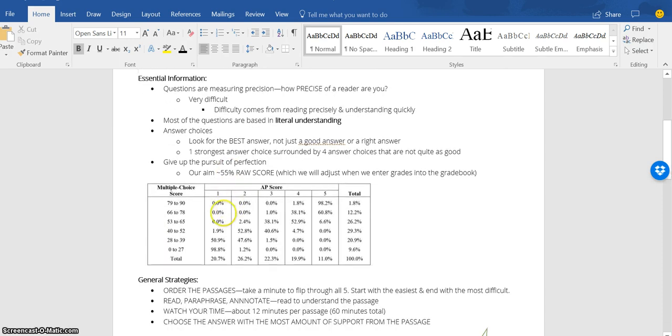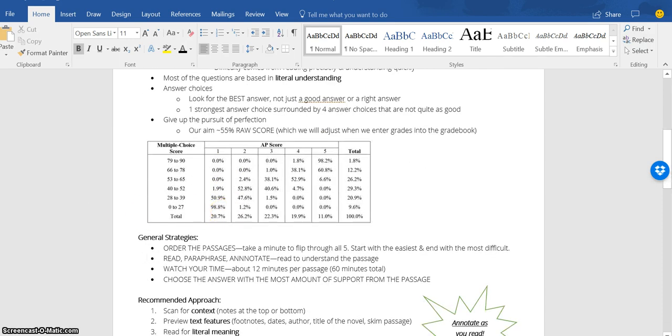Overall, you need to give up the pursuit of perfection on the multiple choice section of the AP exam. If you are planning on getting 100% on the multiple choice, you will be very, very, very disappointed. It is meant to be challenging, it is meant to be frustrating, it is meant to be difficult, and you will miss some, and that's okay. Our aim is for about 55% correct for the raw score on the multiple choice. And then, of course, we'll adjust that score when it goes into the grade book.